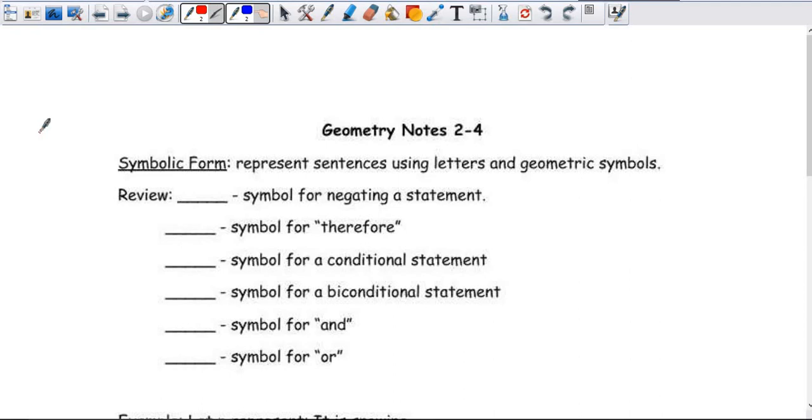Okay guys, for section 2.4, we're going to talk about symbolic form and deductive reasoning. Let's review some symbols here. The symbol for negating would be your squiggly line just like so. Your symbol for therefore would be 3 dots in the shape of a triangle. The symbol for a conditional statement, which means if, then, would have an arrow that looks like that. A biconditional means if and only if, and it has an arrow pointing in both directions. And has an arrow pointing up, and or has an arrow pointing down. Alright?